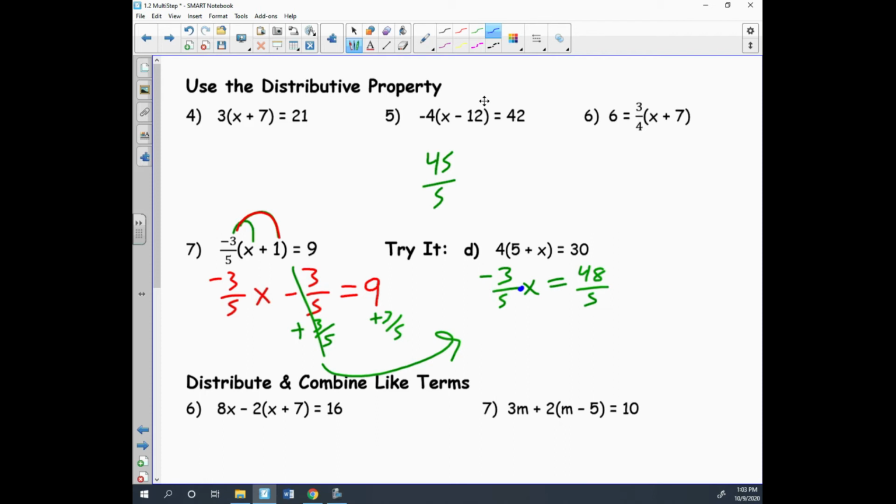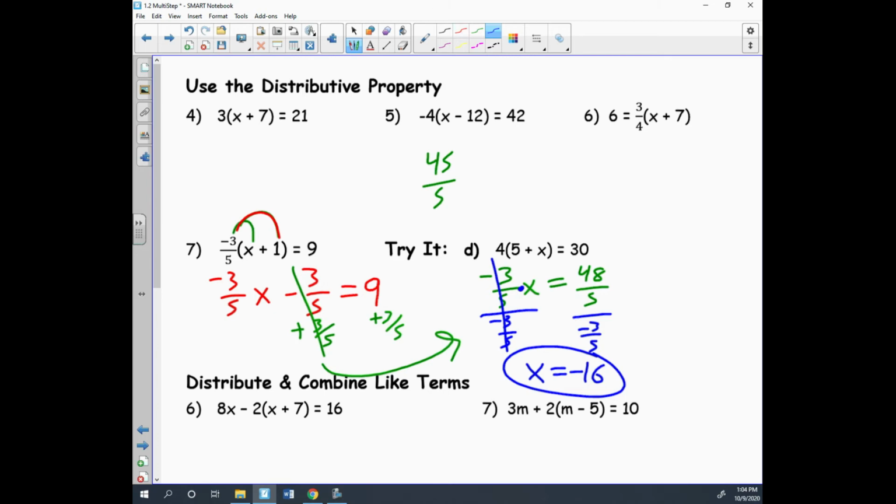If I have negative 3/5 times x, what is the inverse of times? It is divide. So we divide by negative 3/5. Divide by negative 3/5. Okay? And that's going to cancel. And this is going to give me, this is mental math, I'm not even using a calculator, but I think it's going to be negative 16. Okay? So if you're at home checking that and I got the wrong answer, I apologize.